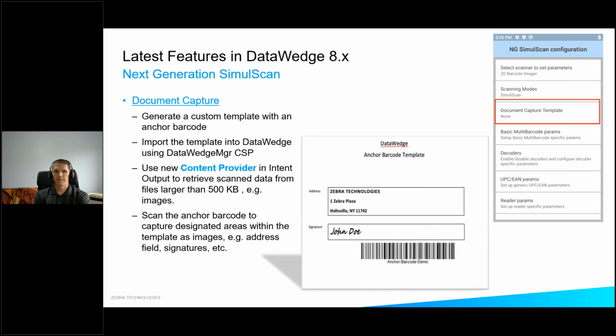Then your app would retrieve the scan data by using the DataWedge content provider. This is required for files larger than 500 kilobytes, which is generally the case with document capture. Next slide, please.